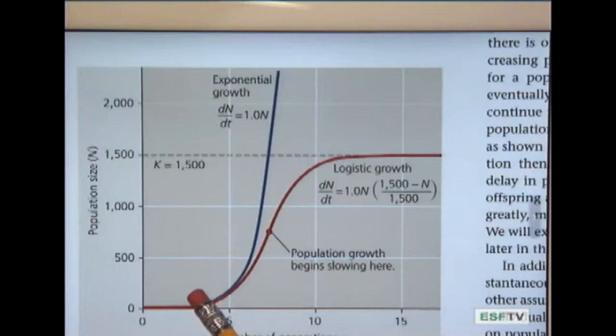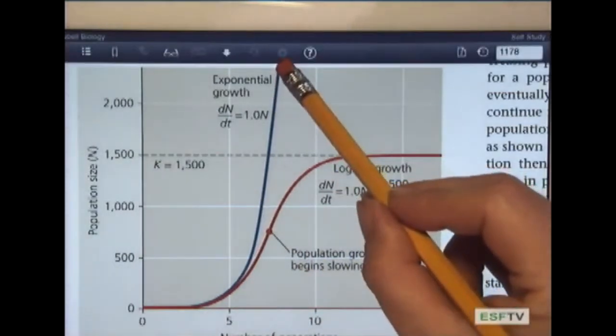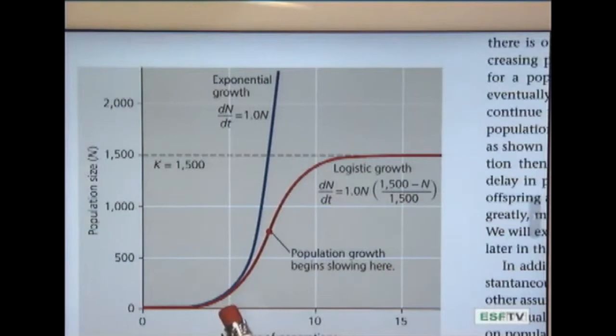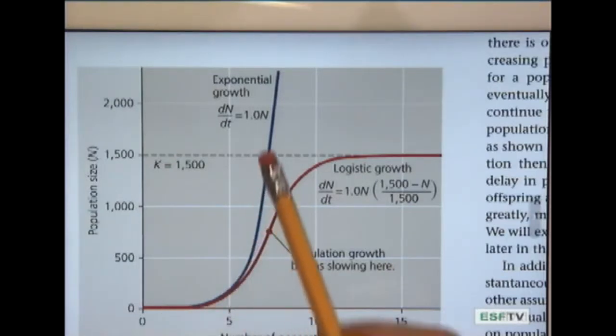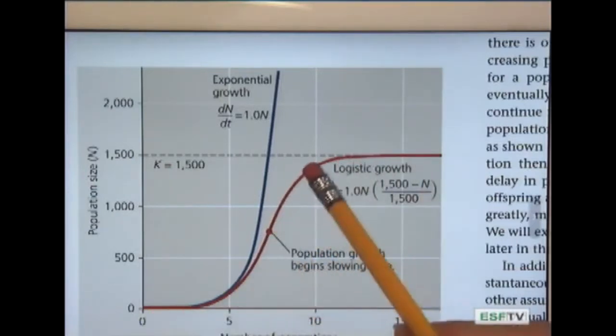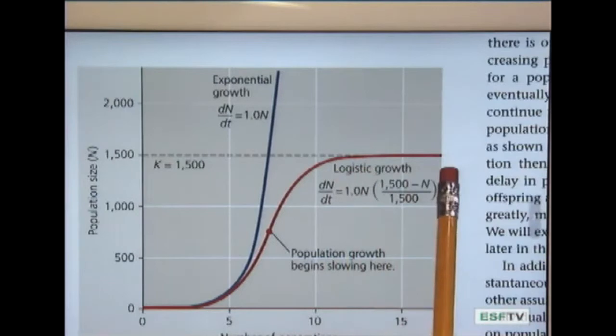Two population growth models are represented on here. The blue line represents exponential growth, which would indicate that there were no limiting resources within a population, and so the population can just grow and grow and grow. Whereas the red line indicates this logistic growth curve, where a population grows and then eventually levels out along that carrying capacity.